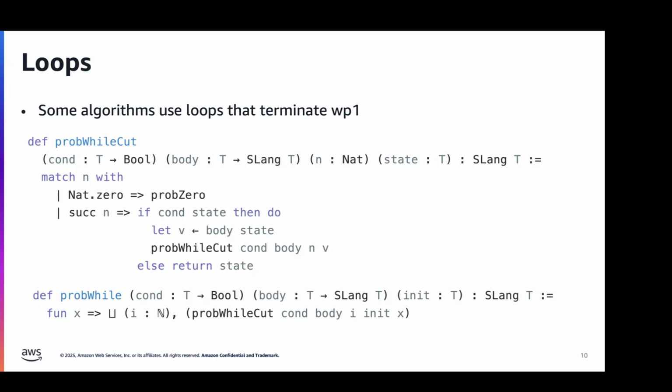If it's n plus 1, then we're going to do potentially one unfolding. So first we look at the condition applied to the state. If it's true, we apply the body to the state, we get a new value, and we call the function recursively to do the rest of the unfolding. Otherwise, we just return the state. So for different values of n, we have different functions, and we're going to define the actual while loop, for a condition, a body, and some initial value, as the supremum of the sequence of functions for the different number of unfoldings.